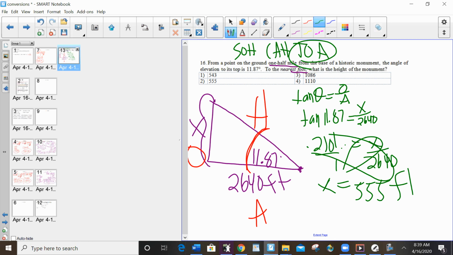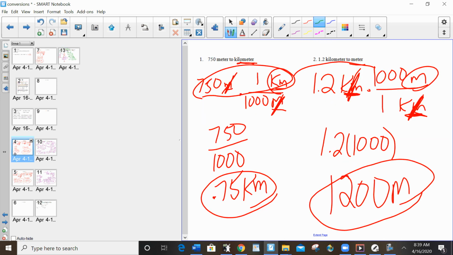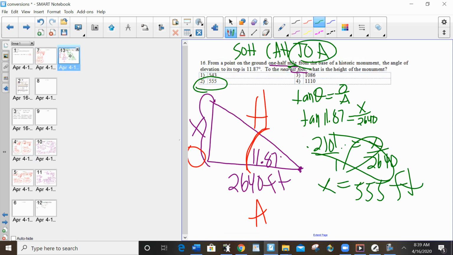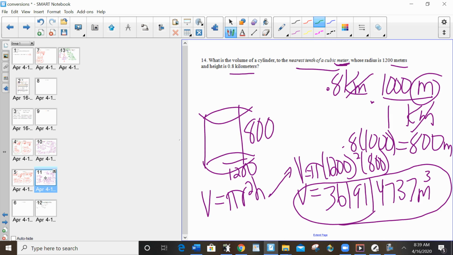555 feet. You might be saying, Mr. Schlansky, this is a right triangles question. Why do you put that in this packet? Well, even though it's a right triangles question, I still had to start by doing the conversion from miles to feet. So that's the point. You're probably not going to see a question like this, but you're going to see a question where you have to utilize this skill to do a problem like this, or this, or this.